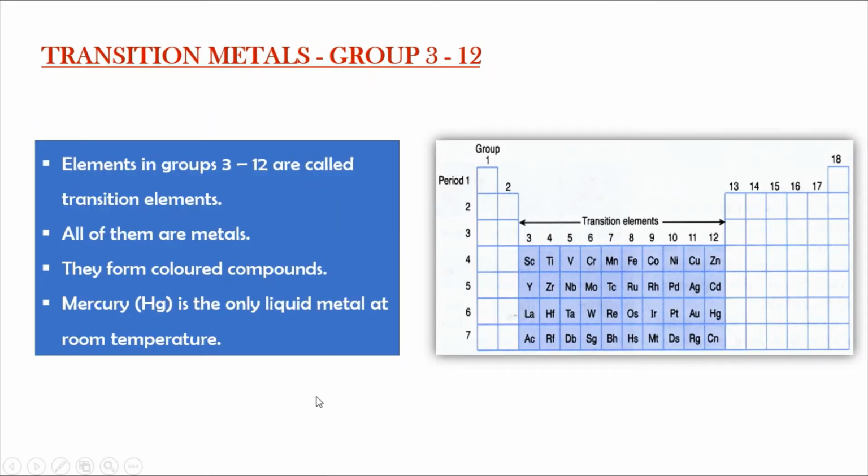So we studied the properties of representative group elements. Let's now understand the specialities of transition elements and inner transition elements. Elements in groups 3 to 12 are called transition elements. All of them are metals. They form colored compounds. Mercury, Hg, is the only liquid metal at room temperature.